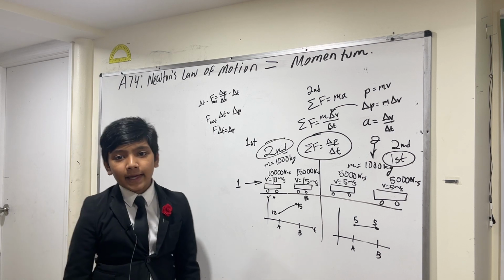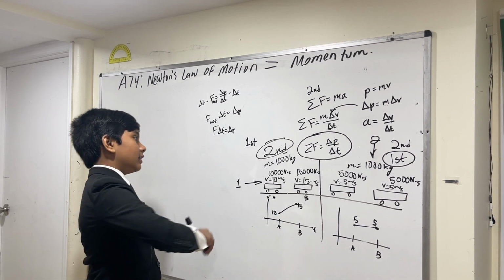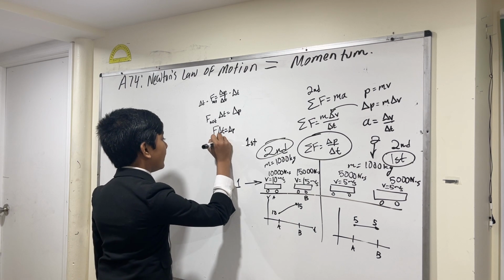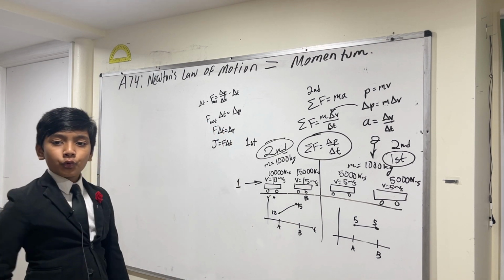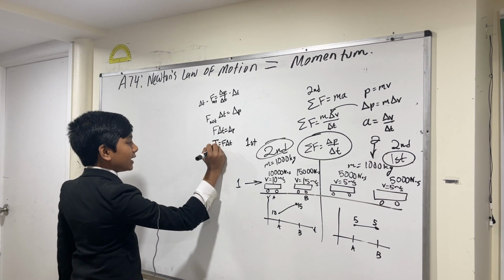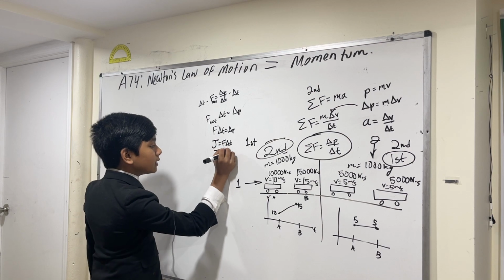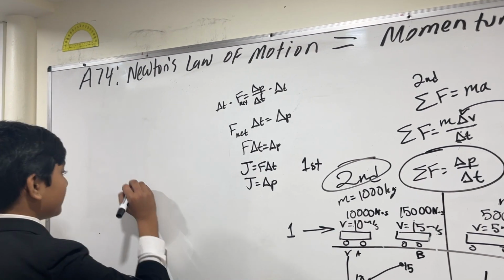But you know what else is delta p or F delta t? J, impulse. So, for example, J is basically the same thing as change in momentum. So let me give you an example.